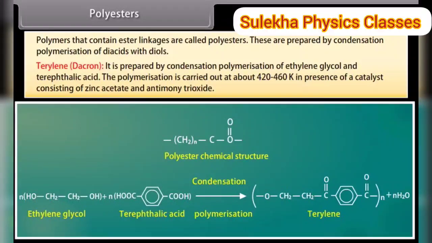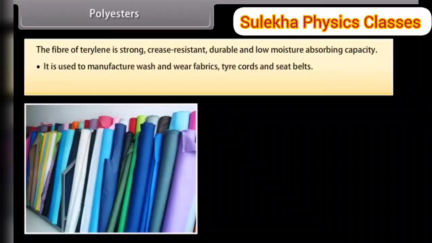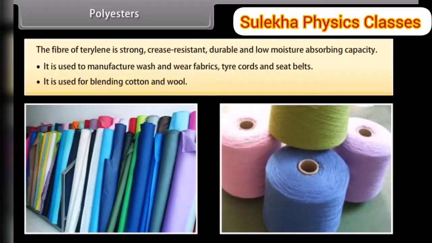and antimony trioxide. The fiber of terylene is strong, crease-resistant, durable, and has low moisture-absorbing capacity. It is used to manufacture wash and wear fabrics, tire cords, and seat belts. It is used for blending cotton and wool to provide better finish and increase their resistance to wrinkles and wear and tear.